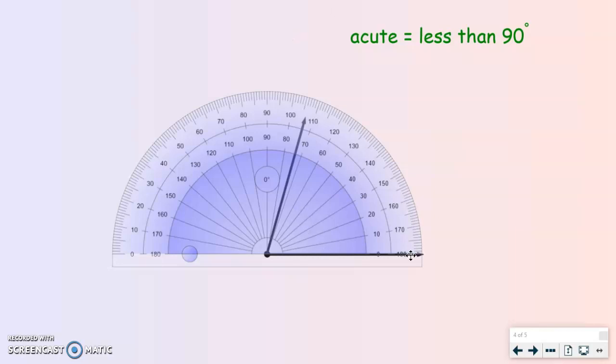So let's take a look. My base ray is lined up with 0, and my vertex is at the midpoint. Now I'm just going to use the other ray to help me measure. I can actually mimic this angle on my protractor. I'll extend it all the way, and that looks about where my angle is pointing. Now, this protractor is kind of fancy and it actually tells us the numbers here in the middle.